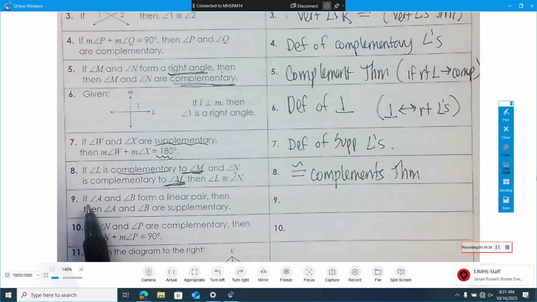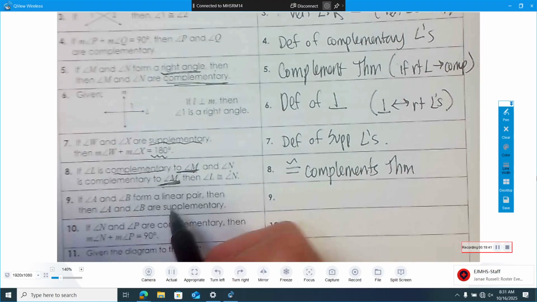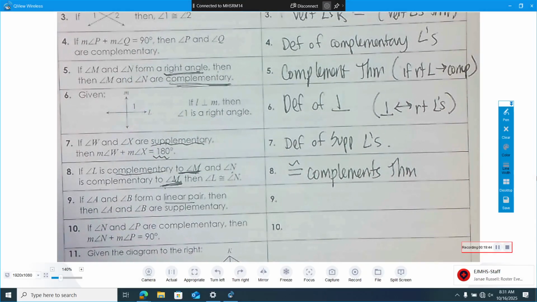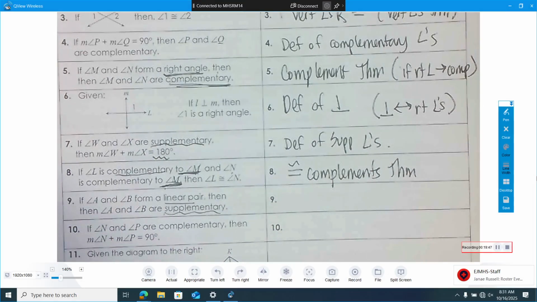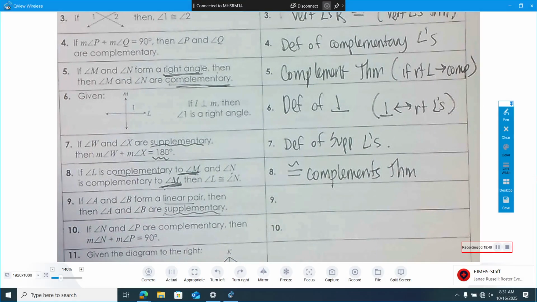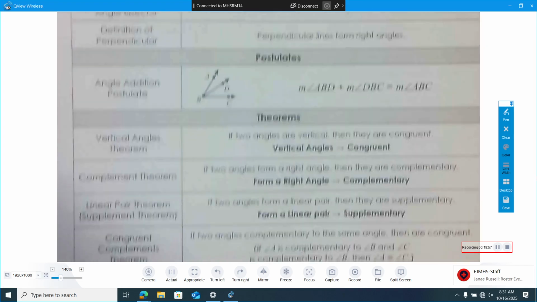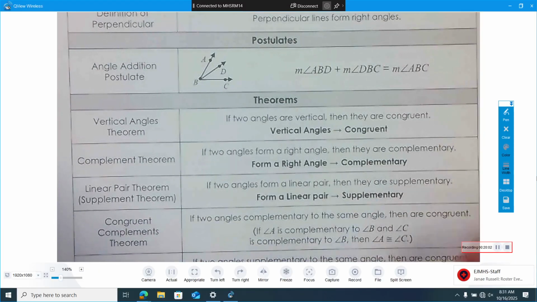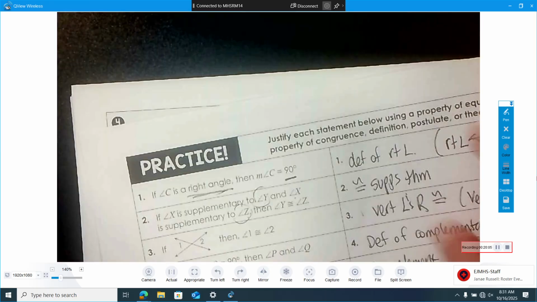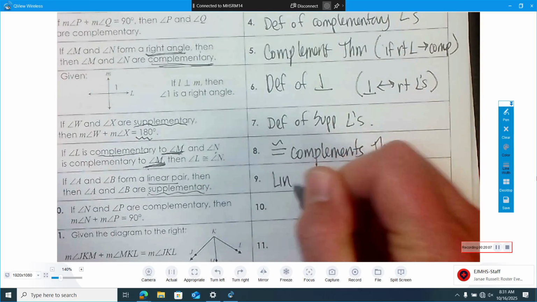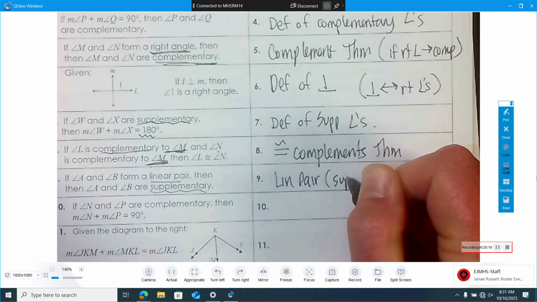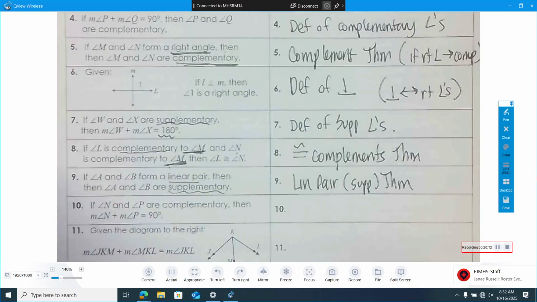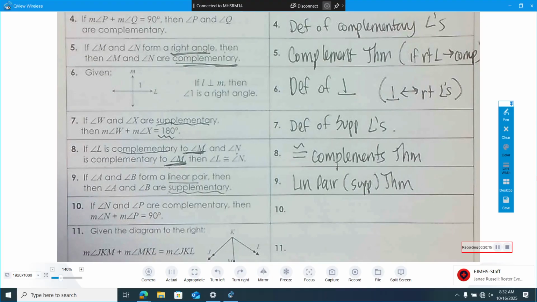Number 9. If A and B form a linear pair, then they are supplementary. Linear pair theorem is correct. Again, if you turn back right here, the linear pair theorem said if they form a linear pair, then they're supplementary. Linear pair supplement theorem.